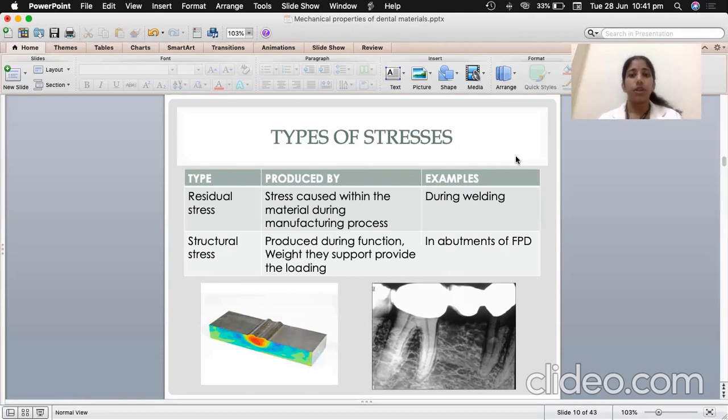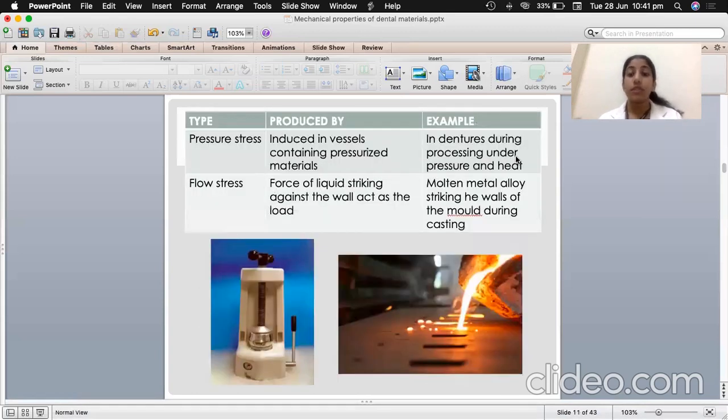Suppose a 3-unit FPD, with masticatory forces acting on that FPD. The stress which is developed will be transferred directly to the abutment tooth. That is the structural stress, produced during function. These are examples of structural stress.